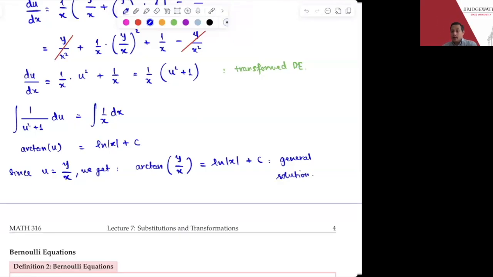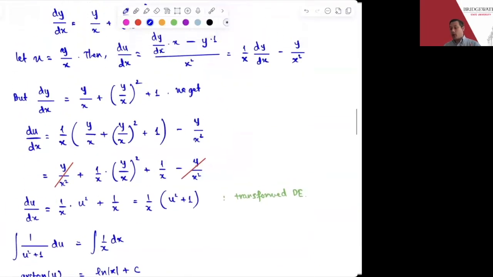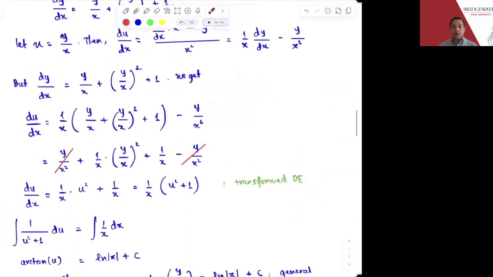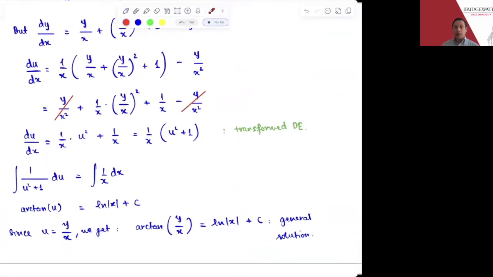So I just wanted to give you 2 examples related to homogeneous equations. In a way, you manipulate the given differential equation into one where the right-hand side can be written as a function of y over x. When you get that, you let u equal y over x as a substitution. And then you transform the given differential equation into something else. So at this point, you have a transformed differential equation, and you can solve for its solutions using separation of variables, and then you get the answer.